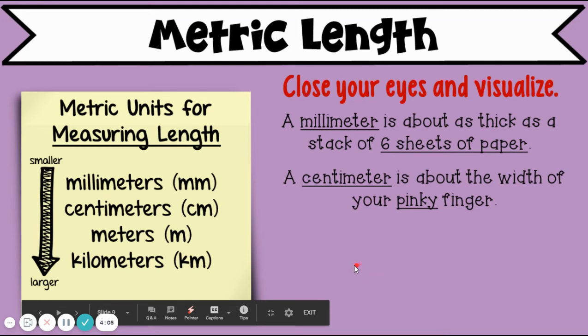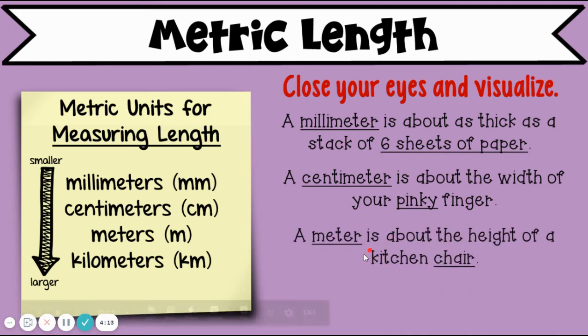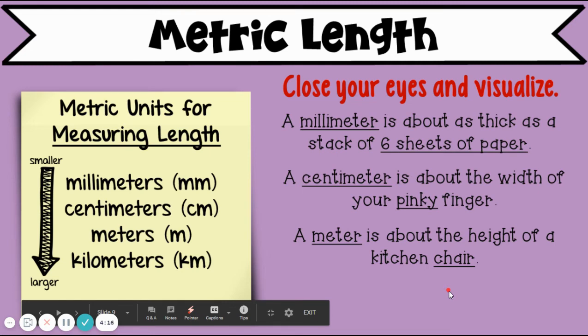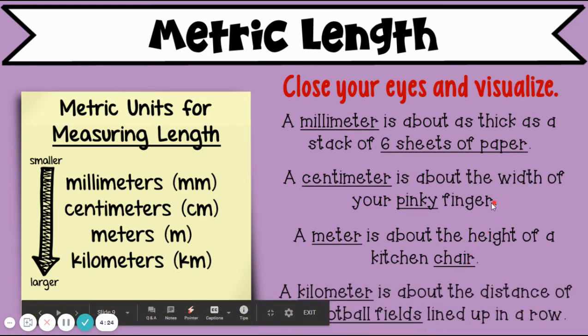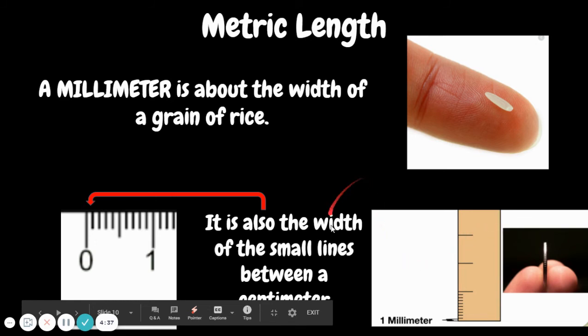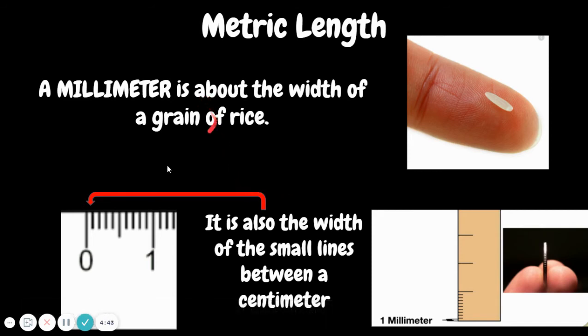A centimeter is about the width of your pinky, width meaning across from one side to the other side. A meter is about the height of a kitchen chair. Not if you have tall chairs, of course, but if you have just a normal standard chair, it's about that tall. And a kilometer is about the distance of, I think, 10 football fields. I can't see, it's covered. I'll get there in a second. A millimeter is about the width of a grain of rice.